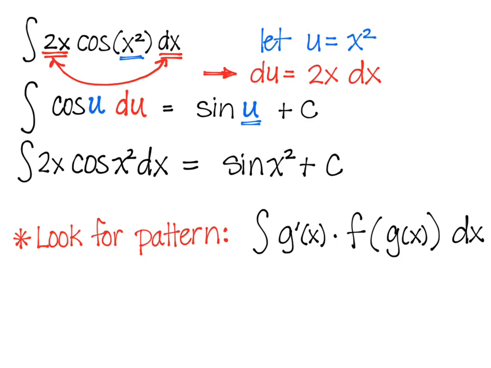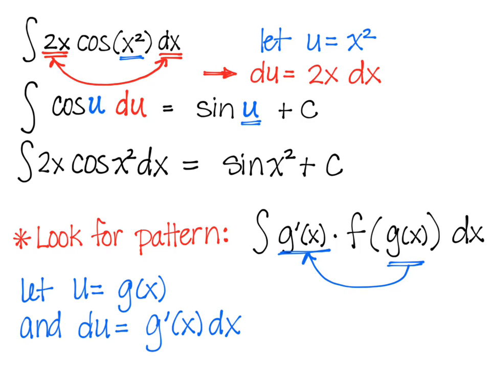The general idea is to look for this pattern, and that is that you have some composite, some inner function inside of an outer function, and that the derivative of the inner function does exist in that integral. We're looking for that. And we then, in the u substitution, want to make the inner function the u, and the derivative of the inner function our du. And don't forget, it's the derivative of the inner function dx. Both of those things have to be together to substitute in for the du.